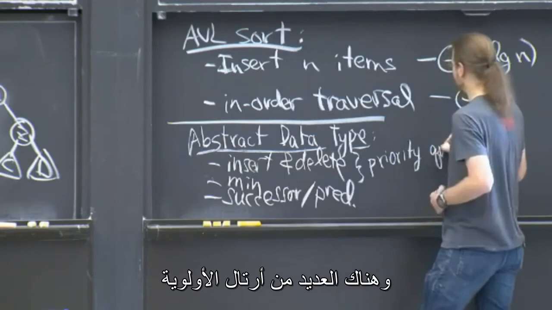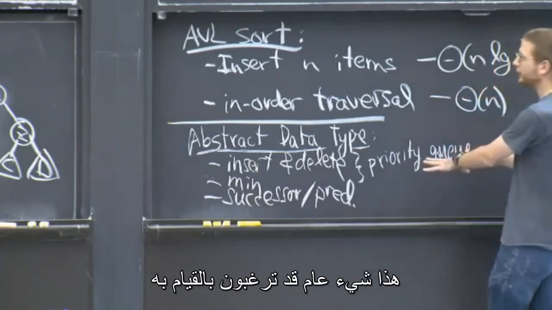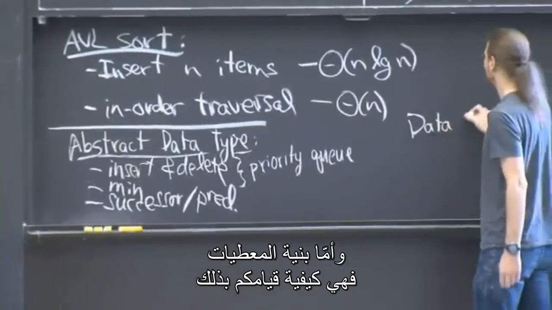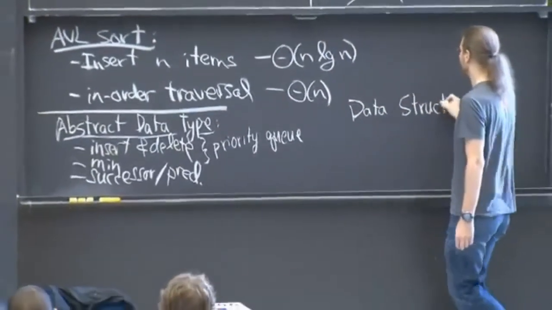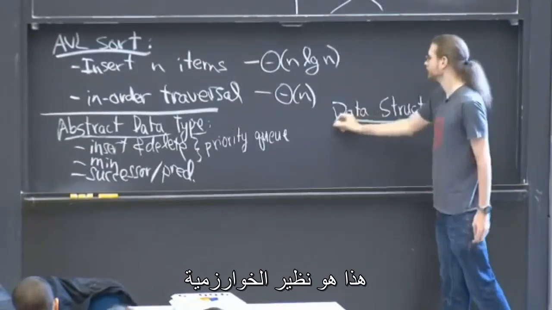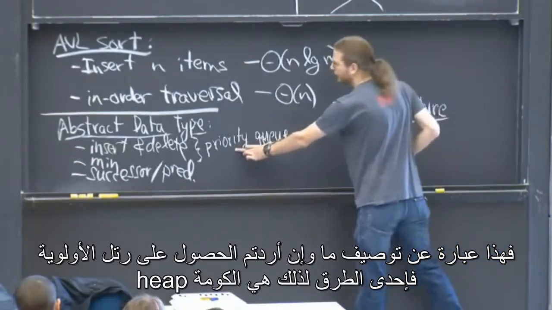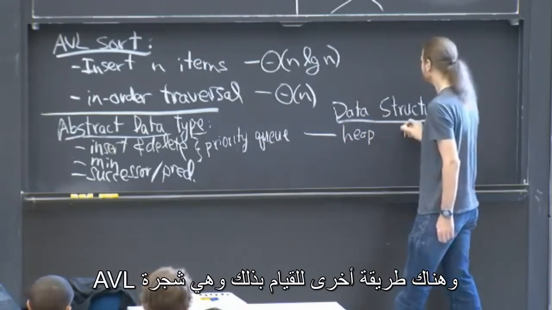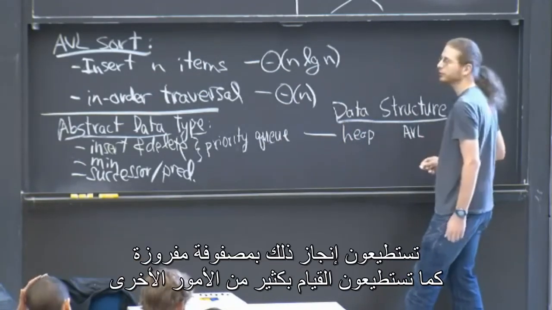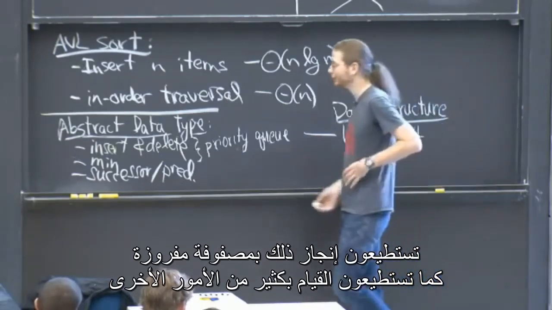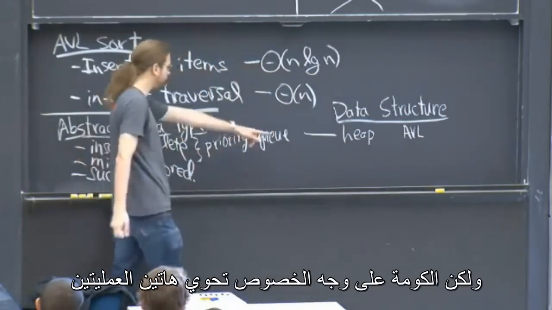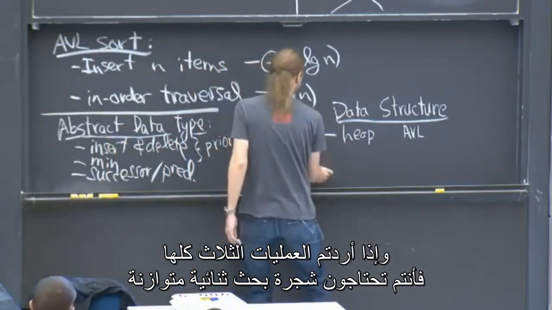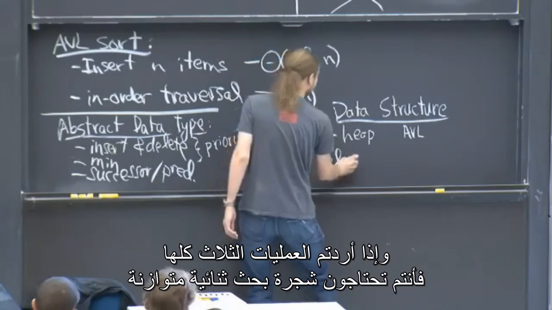So if you just take these first two, it's called a priority queue. And there are many priority queues. This is a generic thing that you might want to do. And then the data structure on the other side is how you actually do it. This is the analog of the algorithm. Okay, this is a specification. You want a priority queue. One way to do it is a heap. Another way to do it is an AVL tree. You could do it with a sorted array. You could do lots of suboptimal things too. But in particular, heaps get these two operations. If you want all three, you basically need a balanced binary search tree.